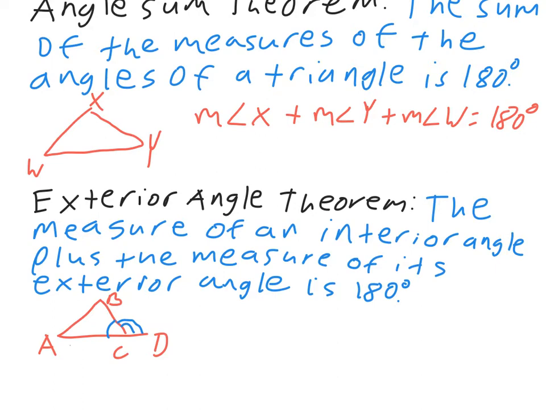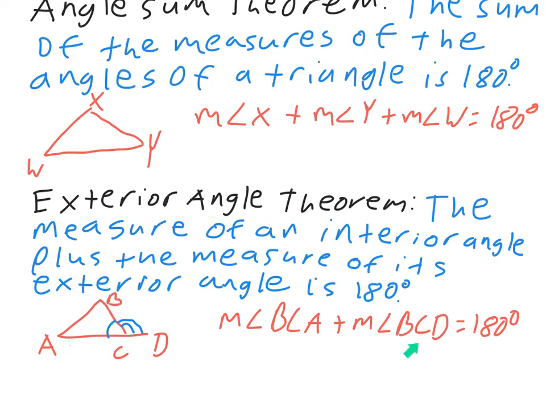So we can write it like this. The measure of angle BCA plus the measure of angle BCD is equal to 180 degrees. And remember how we write angles? We say BCA because we want this angle right here. C is the vertex. So we start at B, go to the vertex, and then go inside to A. This one, C is the vertex still, but this time we go out to D, so B, C, D.